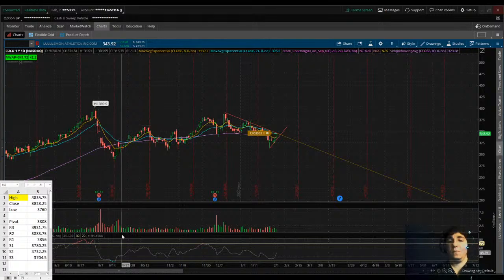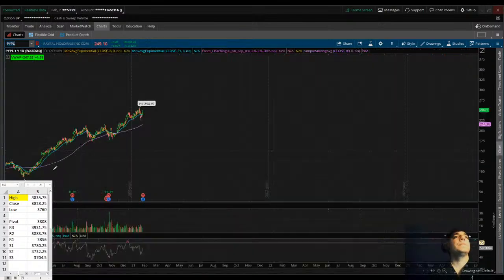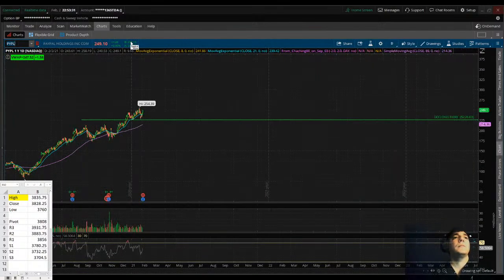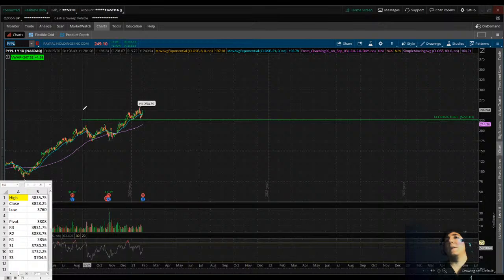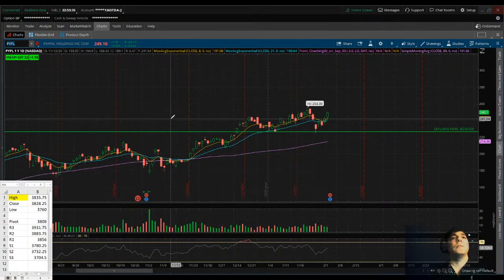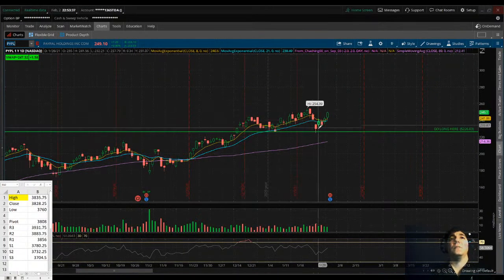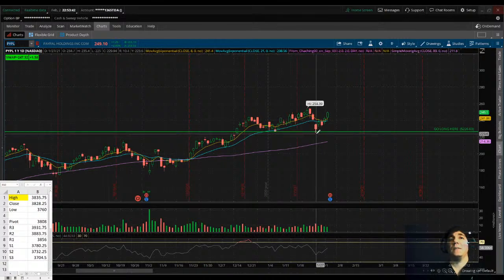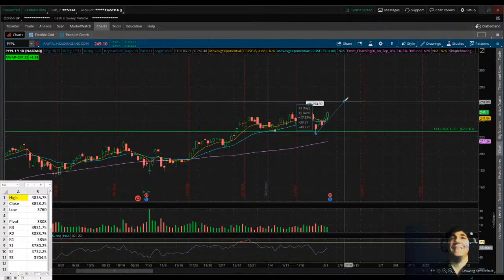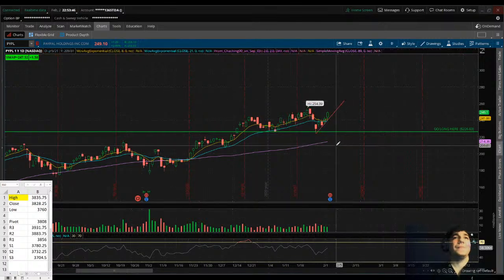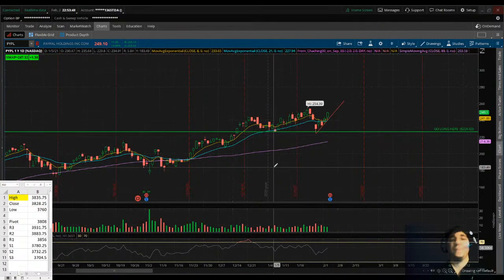Let's look at some other ones that I've called out here. PayPal. This one was up really nice after hours. I mean, this has just been crazy bullish. I had this alert set and it was just money. How did I draw this alert?